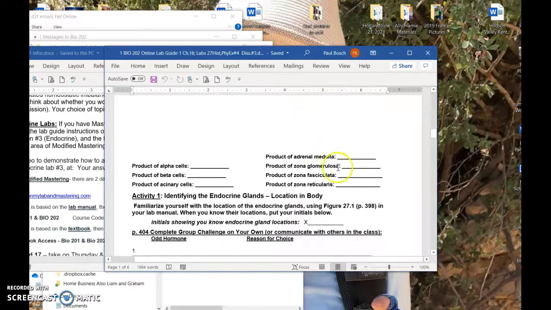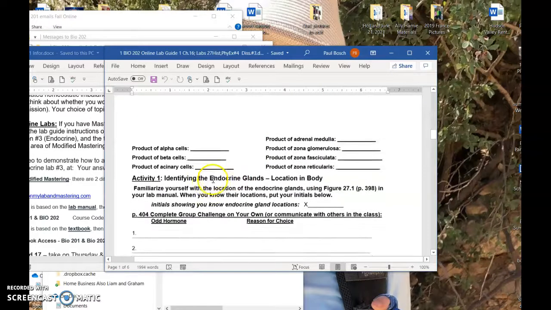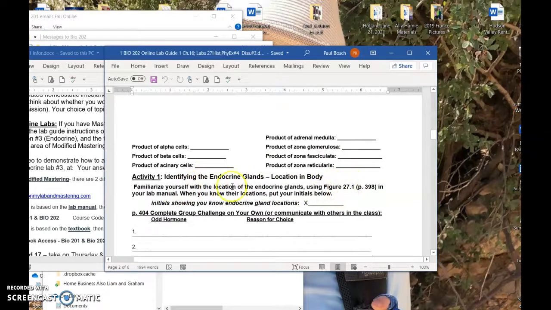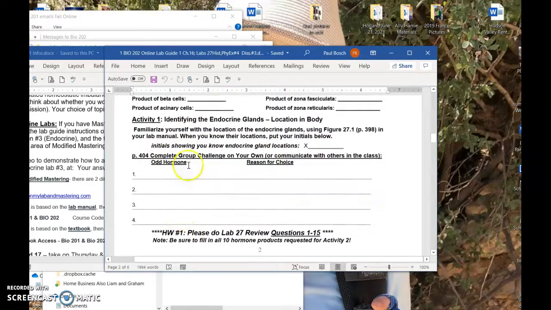Okay, so don't skip anything. When you're doing these lab guides, there should be no blanks anywhere. Even here, once you're familiar with the location of the endocrine glands, make sure you sign it. That's not just a yuck yuck thing. You do want to put your initials there that you have done that. And there's a group challenge on page 404.